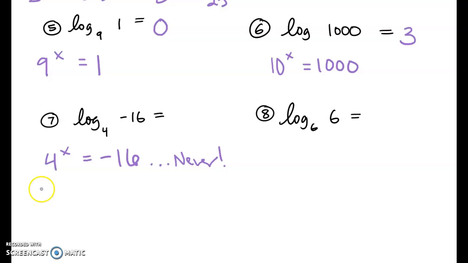If we have 4 to a positive number, we'll say 4 squared, we get 16. If we have 4 to a negative number, like 4 to the negative 2 power, that's going to give us 1 over 16. We will never have an opportunity or a situation where we have a base, like in this case 4, taken to a power, giving us a negative argument. That just will never happen. So that's another special situation.